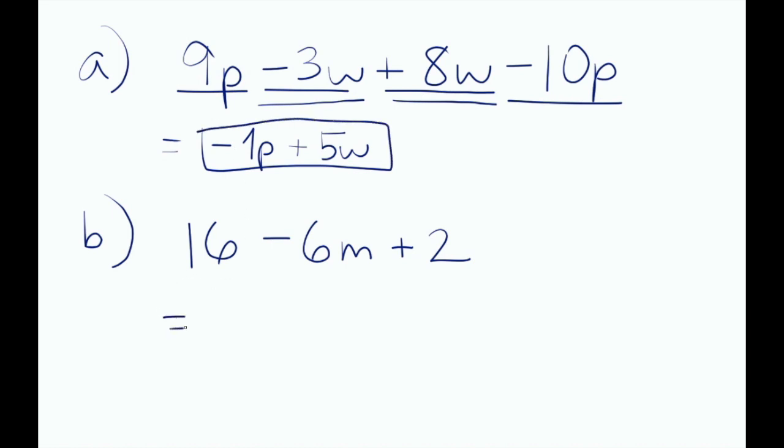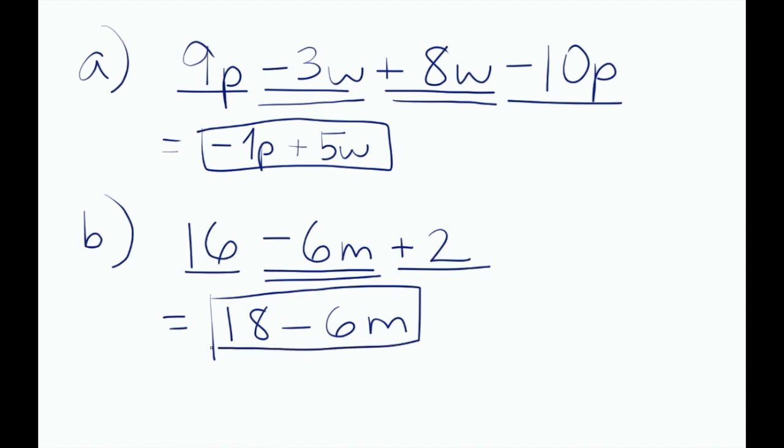Down here, this one is actually a little more straightforward. 16 plus 2, those are both just numbers, and minus 6m is not a like term. So I'm going to have 16 plus 2, that's 18, minus 6m. And that is simplified.